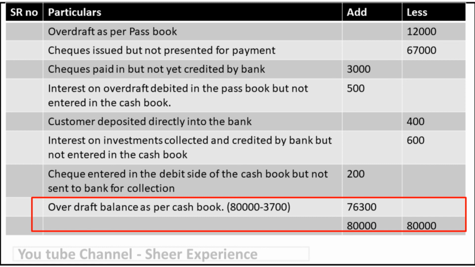As per the rule, we have to mention the highest balance in both the columns. Here the highest balance is in the less column because of the overdraft amount, that is 80,000. This amount will be mentioned in both the columns. To arrive at the cash book overdraft balance, we will now deduct the lesser amount from the higher amount, that is 80,000 minus 3,700, which comes to 76,300. This is our overdraft balance as per cash book. So this amount, 76,300, will be mentioned in the add column, and in the particulars column we will mention overdraft balance as per cash book.